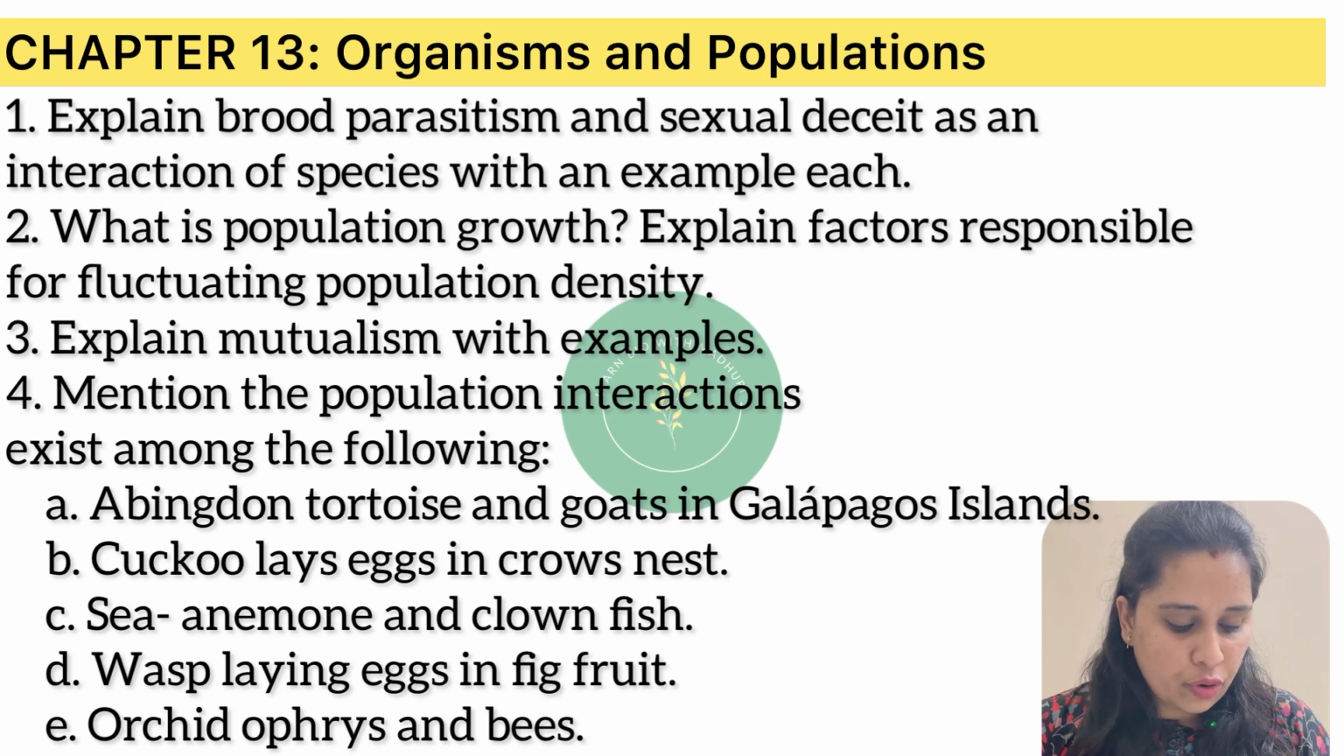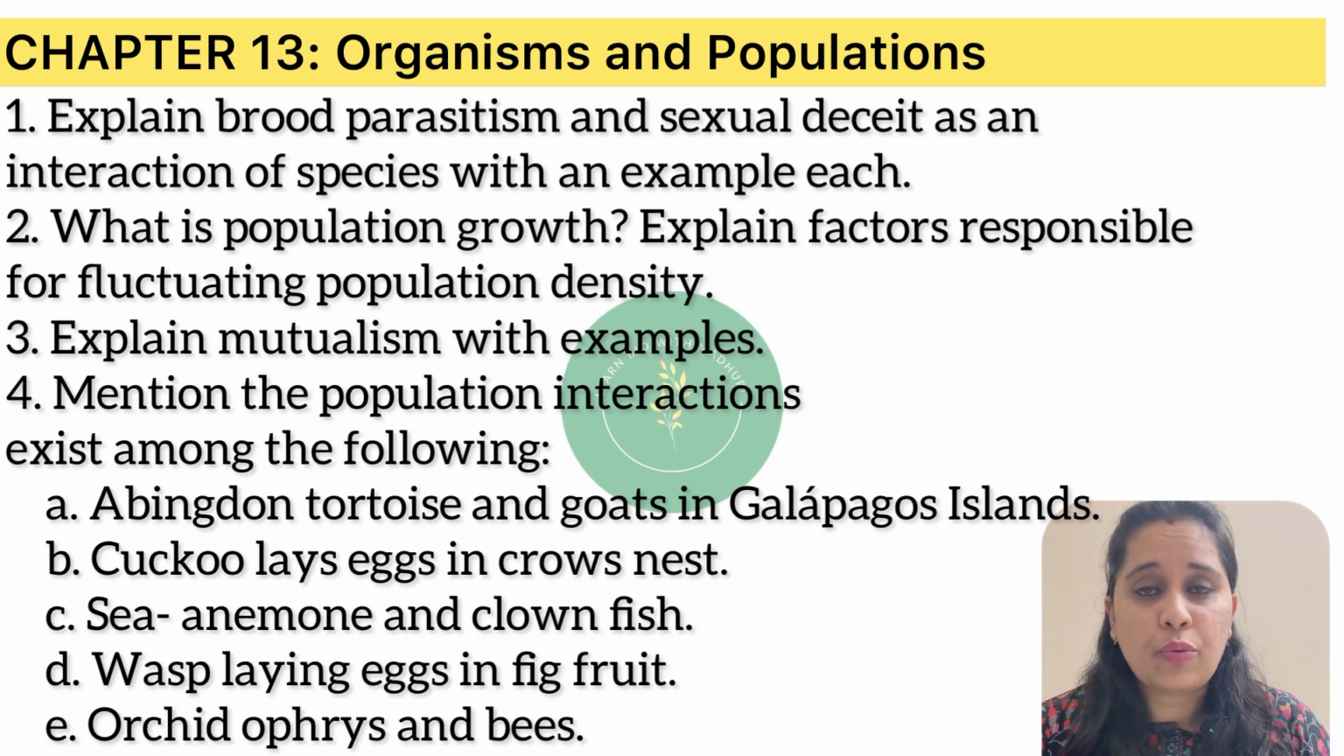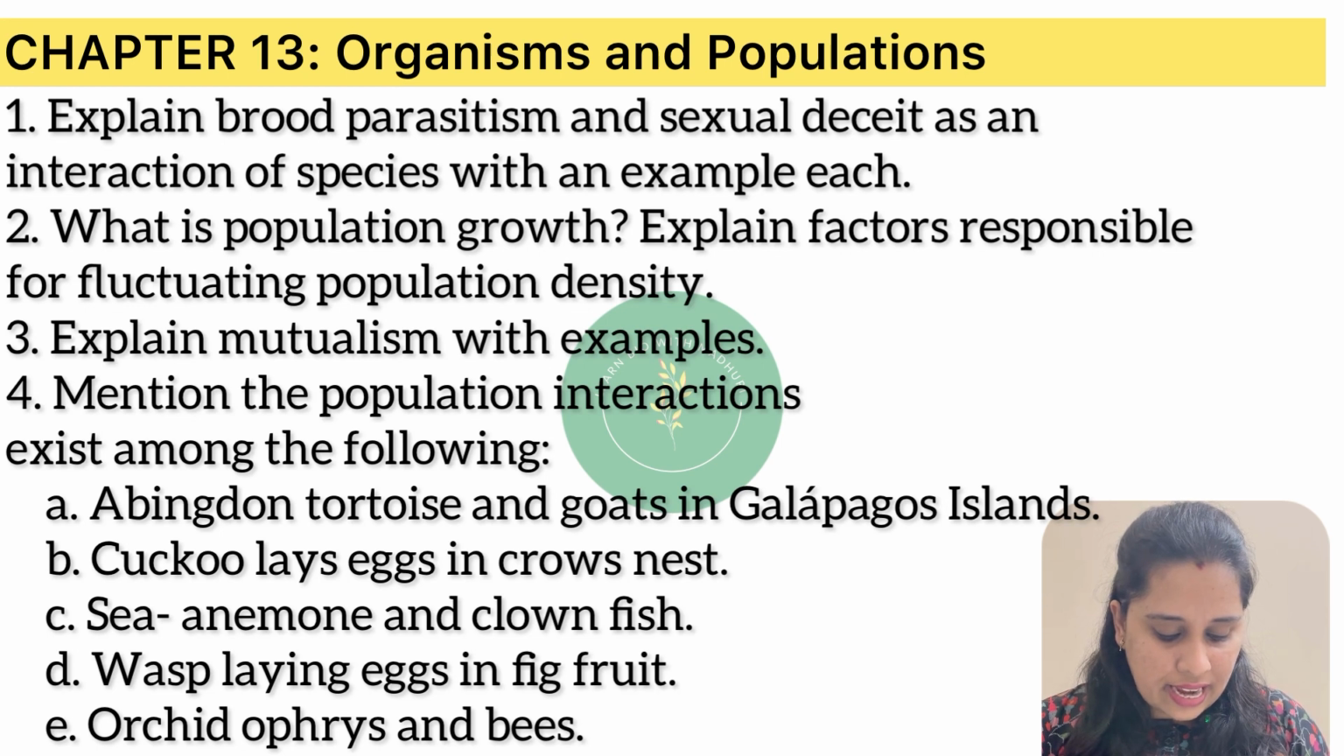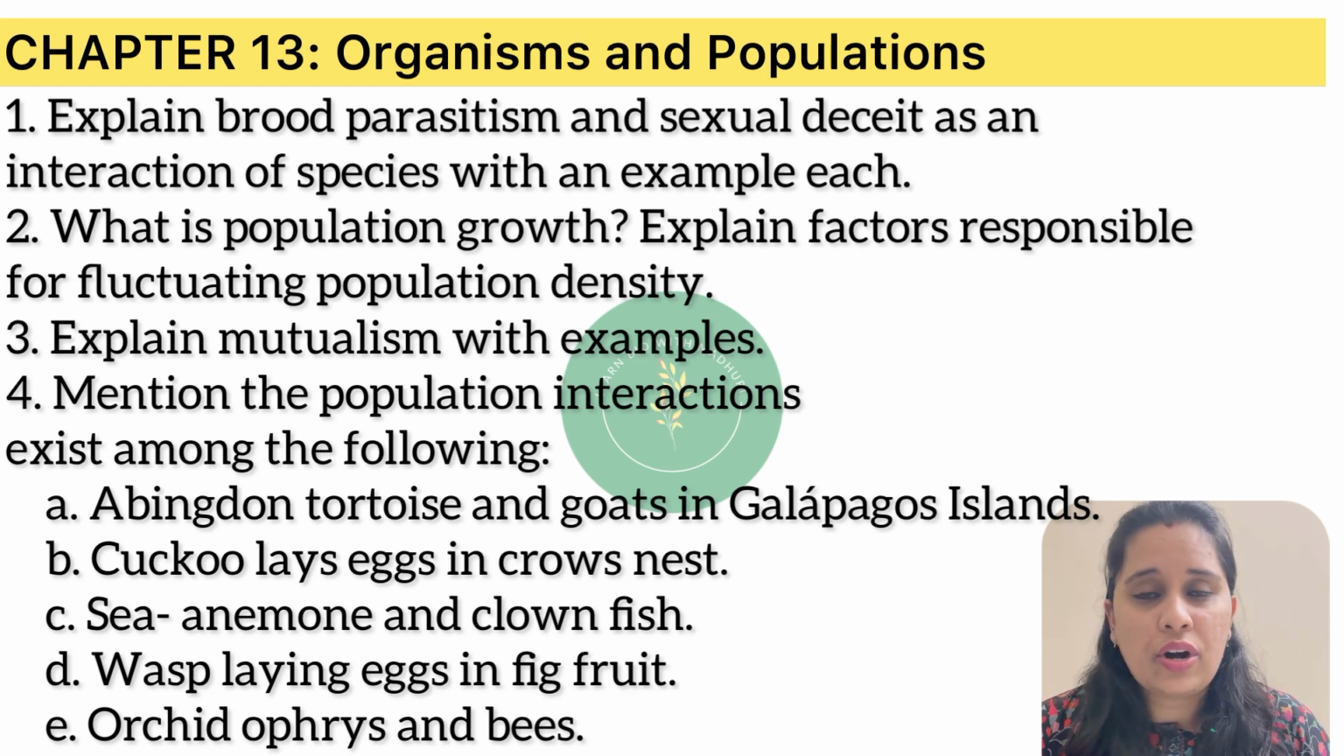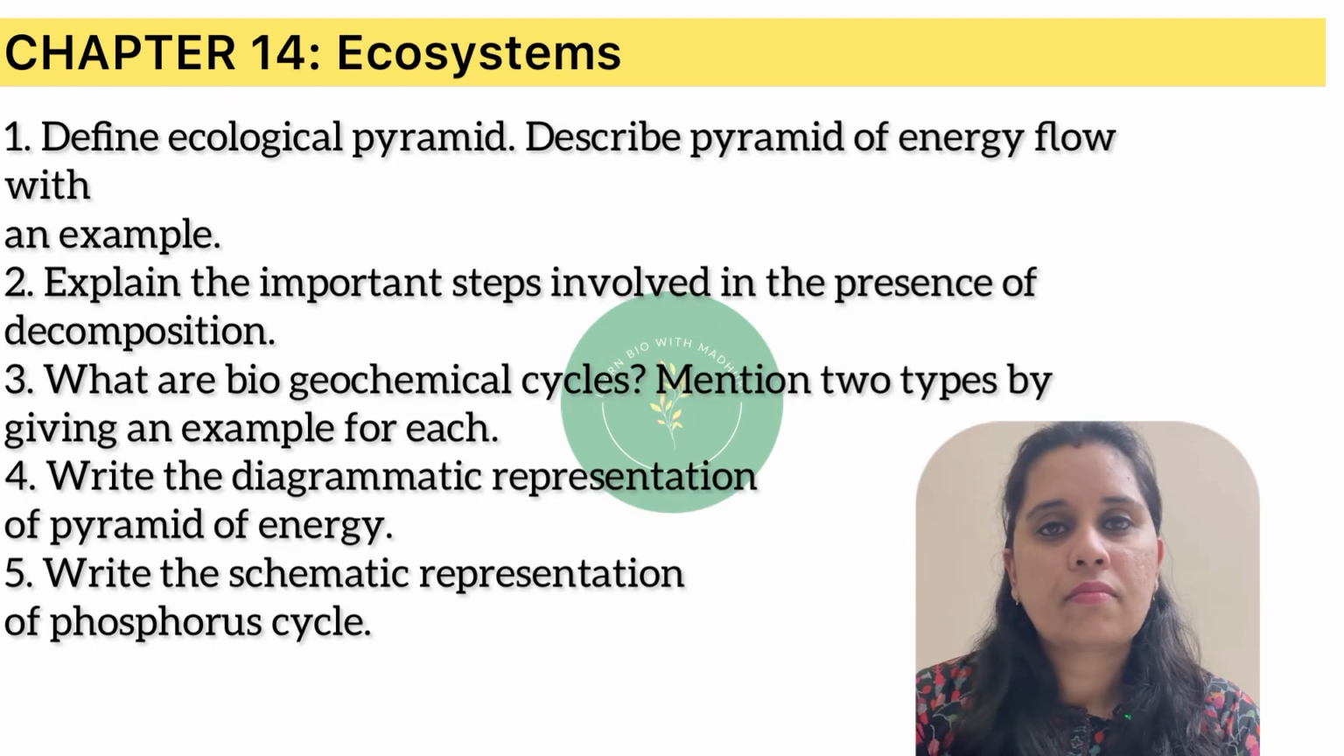Question number 4, mention the population interaction that exists among the following. So here it is also just like a one word answer, very easy. But here you have to read the options properly when you're writing it down. Okay. For example, cuckoo lays eggs in crow's nest. So what kind of interaction is it? It is brood parasitism. So when you're writing it, you have to write very carefully. Do not make mistakes here.